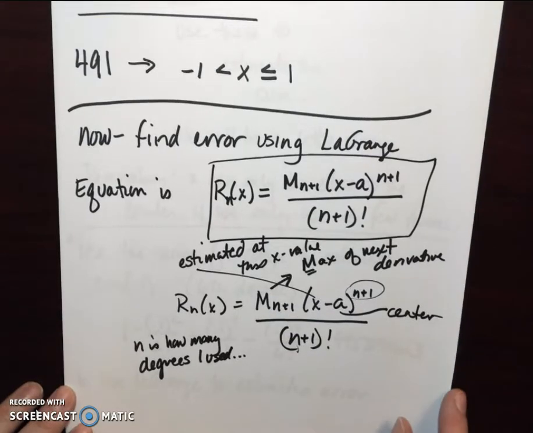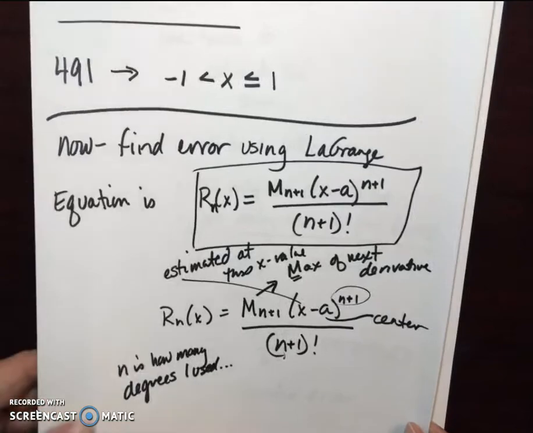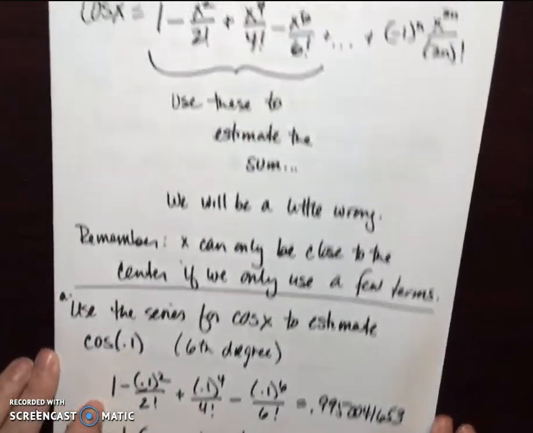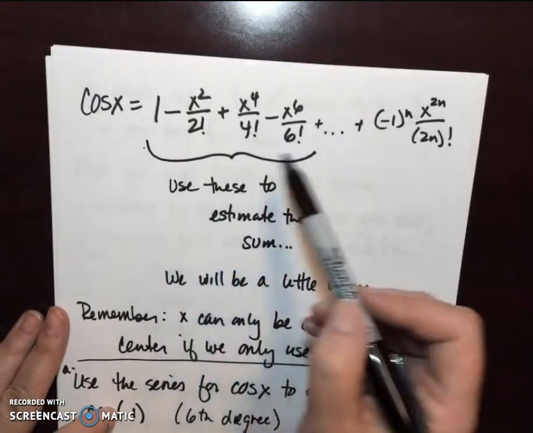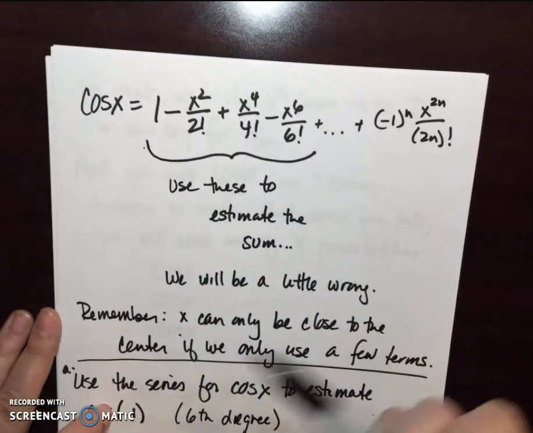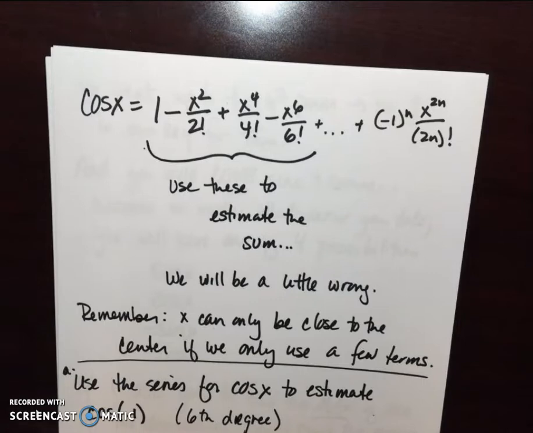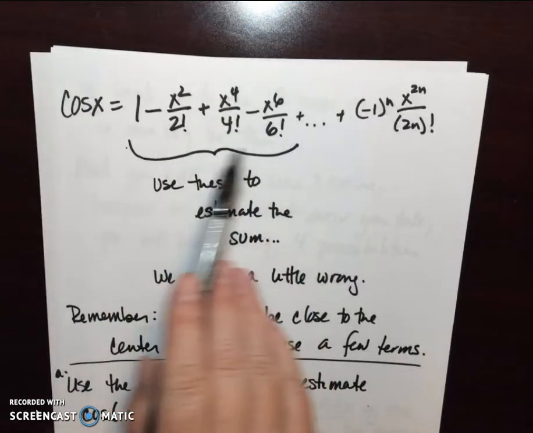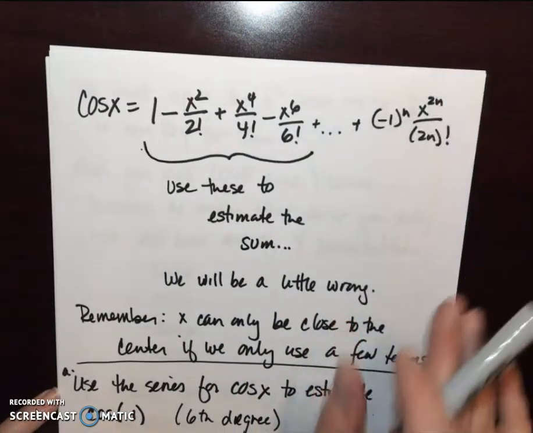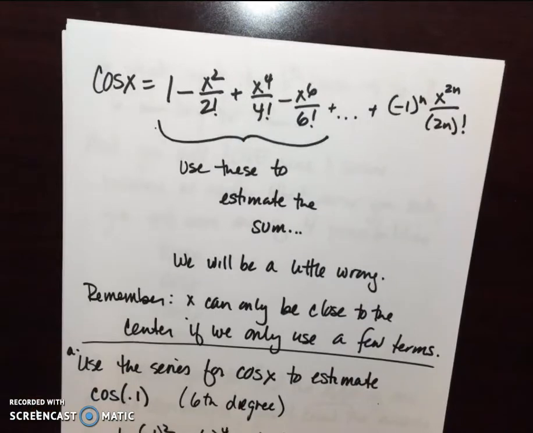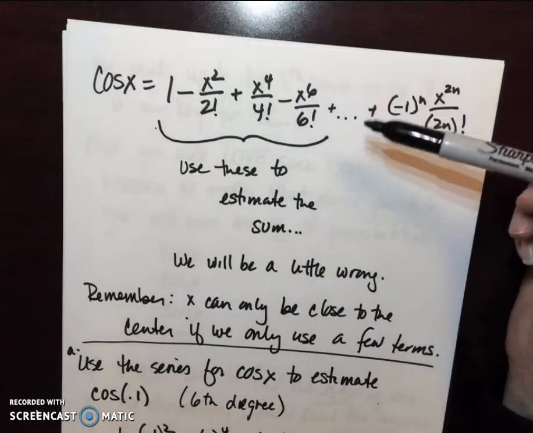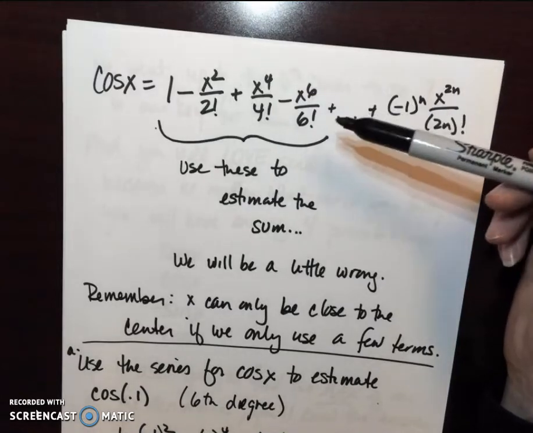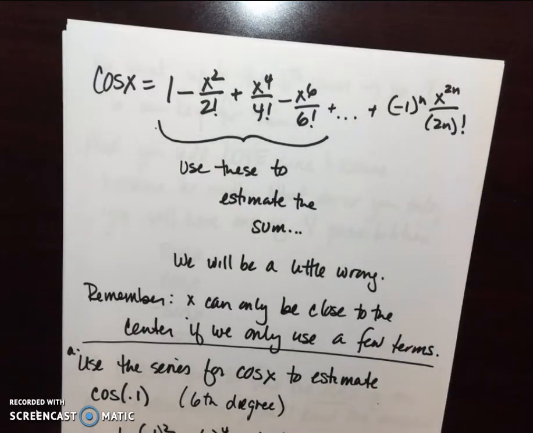So let's do an example so that you can see what I mean. The series for cosine of x. I'm not going to make you figure it out now, but here's the series for cosine of x. It's one of the ones that you're supposed to have memorized. And if I use these first 4 terms to represent the sum, it means that my next derivative is the one I'm going to have an error, have a problem with.